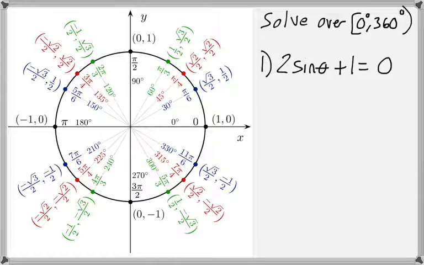So trig equations are very much like other equations. We need to solve for the variable. Here I'm solving for the sine of theta. So I need to subtract 1 from both sides, then divide by 2.